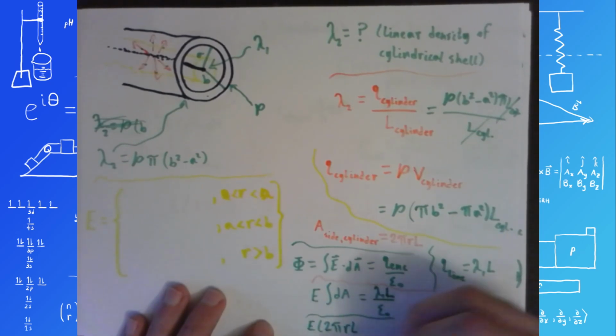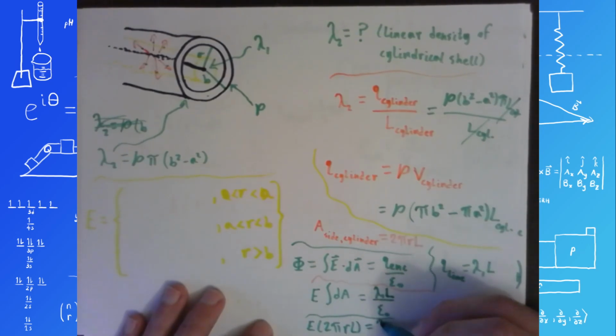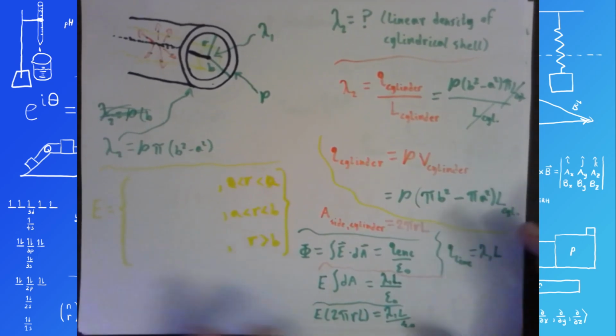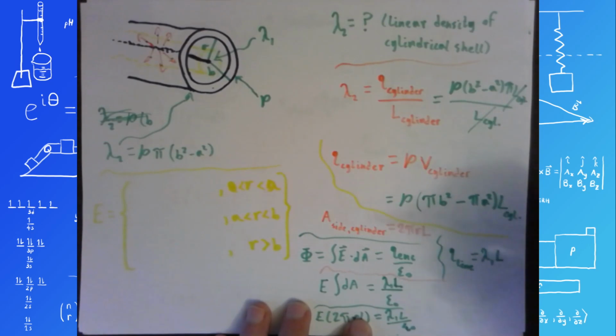Is that visible on screen? Yes, it is. Equals lambda 1 times L over epsilon naught. Is that still visible on screen? No, it isn't. Well, it's barely even visible on the paper.